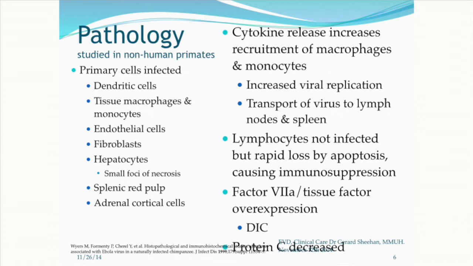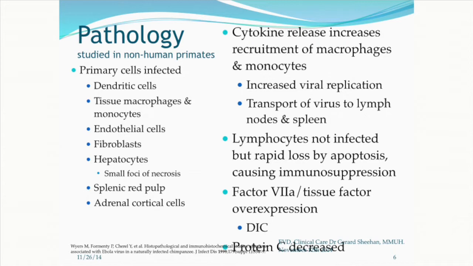So in the limited number of postmortems that have been done, there are foci of necrosis in these cells. And so, for example, there's the intriguing possibility that when people are in shock, there might be some degree of adrenal insufficiency. Not proven, not studied. There's also cytokine release, and this cytokine release increases the recruitment of macrophages and monocytes, and therefore there's increased viral replication in these cells, and transport to local lymph nodes and spleen.